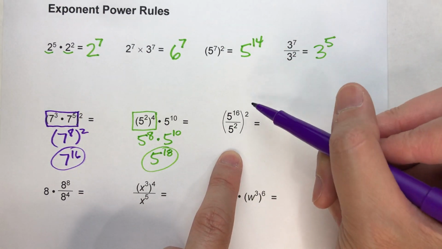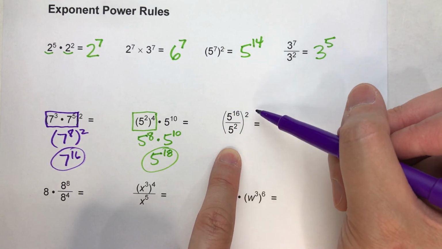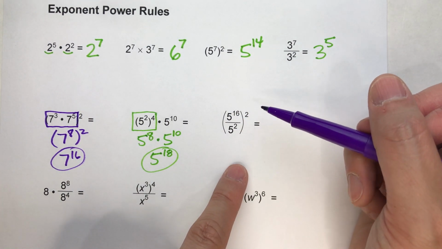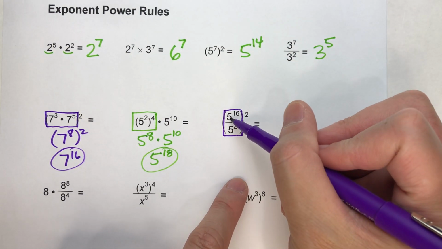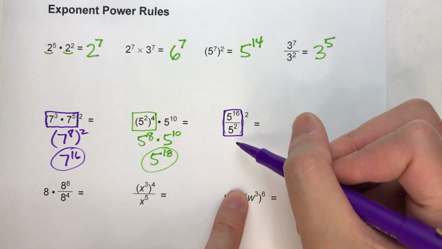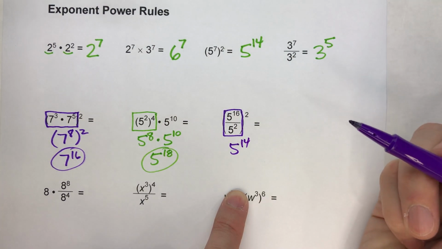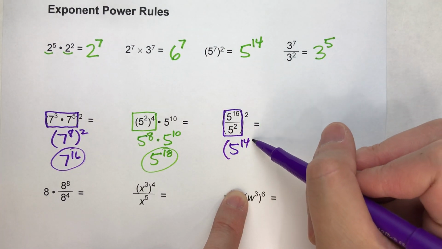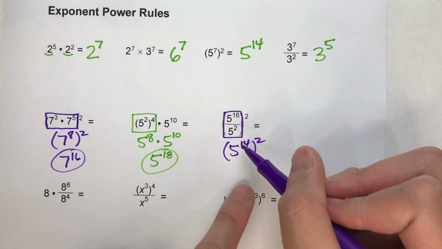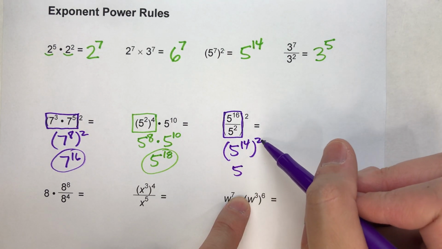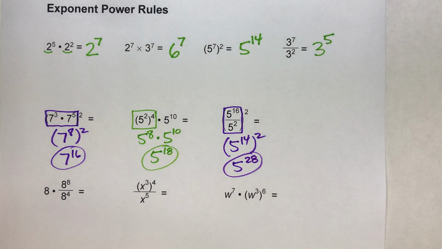All right, let's go to the next one. We've got 2 steps here. 5 to the 16th divided by 5 to the 2nd in parentheses, and then raised to the 2nd power. All right, so there's 2 steps here. Order of operations says we have to do parentheses first. So 5 to the 16th divided by 5 to the 2nd. The division rule says we keep the base and subtract the exponents. So 5 to the 14th. And then that whole thing is being raised to the 2nd power. So power to a power rule. The rule says we keep the base, multiply the exponents. This can be 5 to the 28th power.